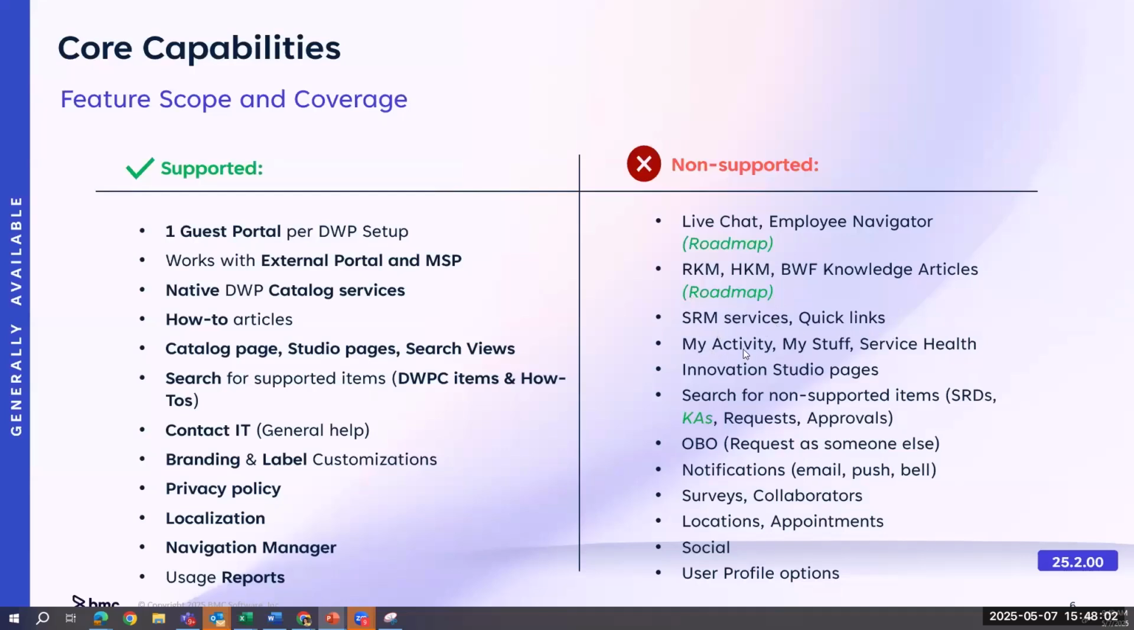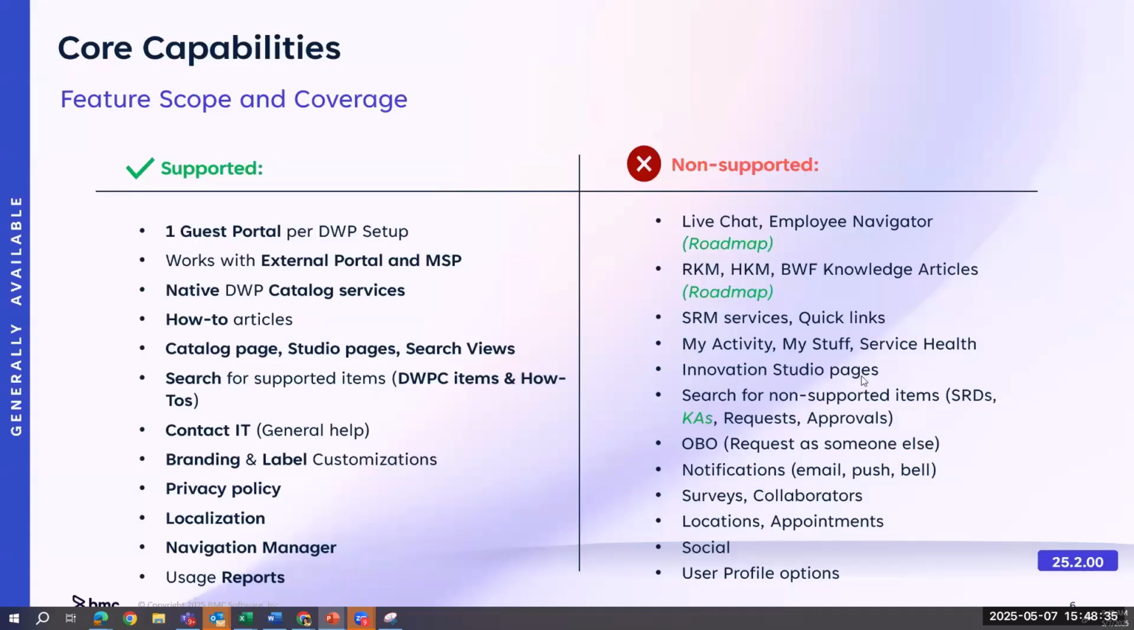SRM quick links not supported. My activity, my stuff, and service health not supported. And you have to understand the reason why they are not supported, and will not even be supported in the future. My activity, my stuff, service health, those are things that work when you know who the user is. If you don't know who the user is, how can you really have my activity, my stuff, and service health? Because it's totally anonymous access to the digital workplace. So we don't see any future with these in the guest portal.